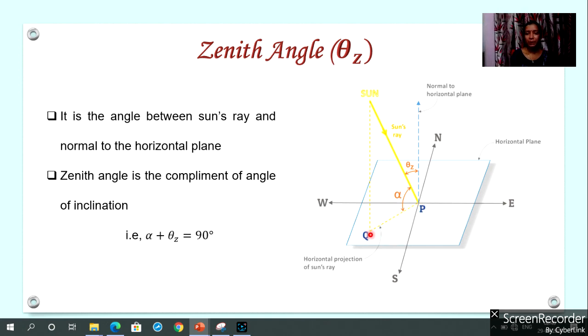We know this line PQ is the projection of the sun's ray on the horizontal plane, that is, a line drawn on the horizontal plane. And this line is the normal to the horizontal plane. The angle between a line on the horizontal plane and the normal to the horizontal plane is 90 degrees. That is, alpha plus theta z is 90 degrees. So theta z, the zenith angle, is the angle between the sun's ray and the perpendicular to the horizontal plane under consideration.